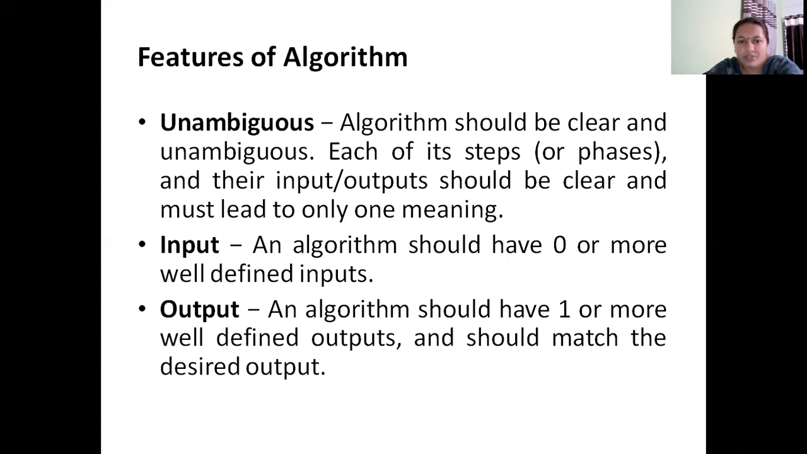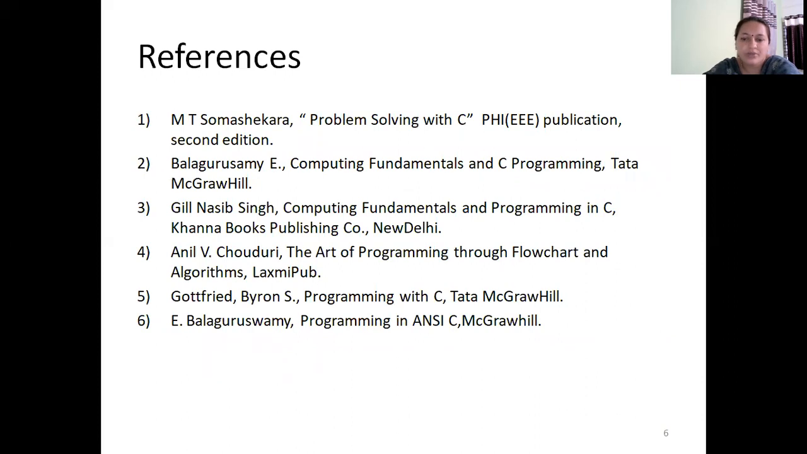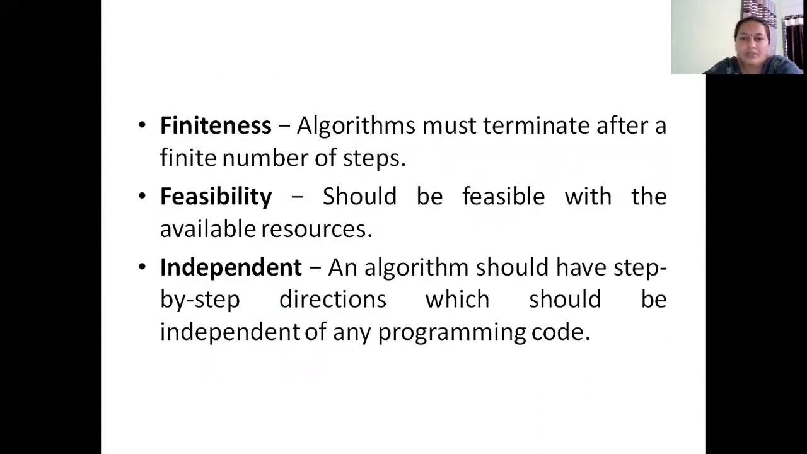The second main feature of an algorithm is an algorithm should have zero or more well-defined inputs. Since we are writing an algorithm to solve a problem, naturally the algorithm should take an input and produce an output. So the algorithm should have zero or more well-defined inputs. Similarly, an algorithm should have one or more well-defined outputs, and these outputs should match the desired output from the program. The fourth important feature of a good algorithm is finiteness.